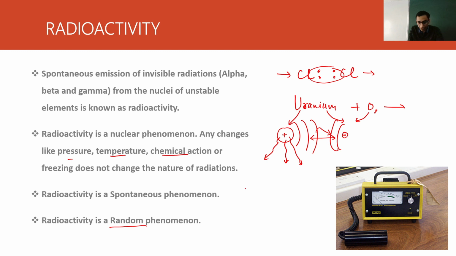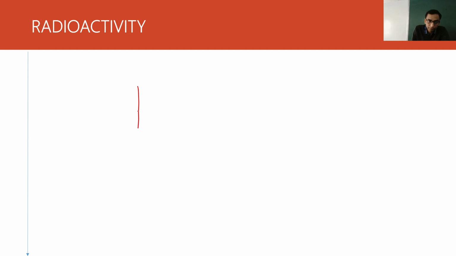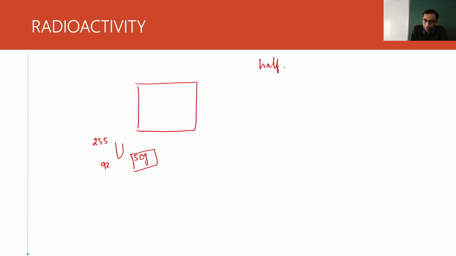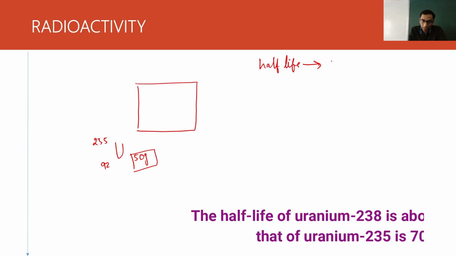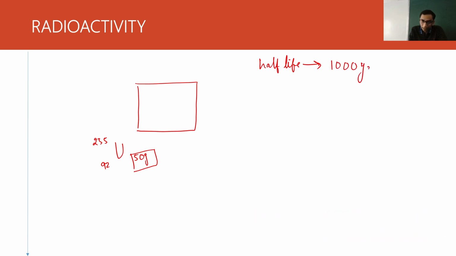Random phenomenon. Now, random phenomenon means that suppose you have a piece of uranium, say 92-235, and you have 50 grams of uranium. Now, if you explore the half-life, there is something called a half-life, then you will see that the half-life of these radioactive elements is in thousands of years. So I'm just assuming a number, say 1,000 years. Actually, it is more than that. Radioactive half-life of uranium is, suppose, 1,000 years.